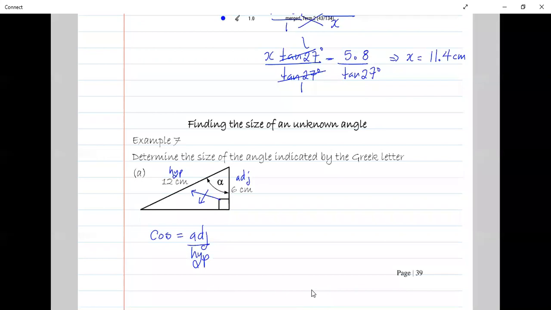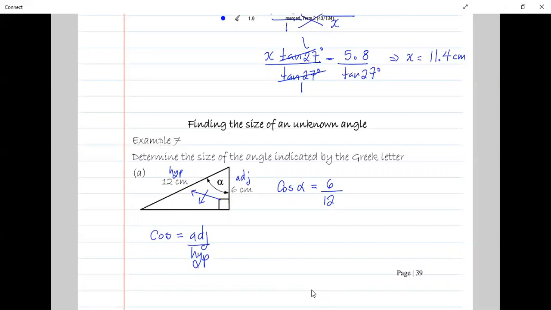And remember I said that earlier, the more I write this, the more likely I am to remember it, which is why I always write it when I start the question. Then I'm going to say the cosine of the angle, which is alpha, in this instance the angle that you don't know, is equal to the adjacent side, which is 6, over the hypotenuse, which is 12. All right. So now here's how it's different. What I want to find now is the angle. This is a simple trig equation to solve.